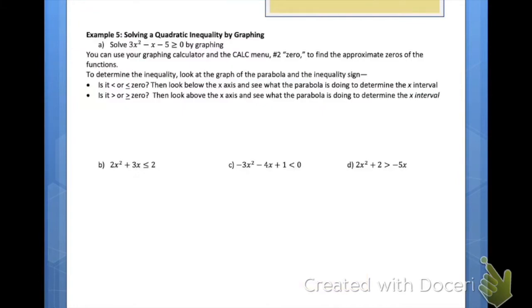Now let's look at, I know we missed example 4. Sorry about that. So now we're going to transition again to a different type of inequality solving.